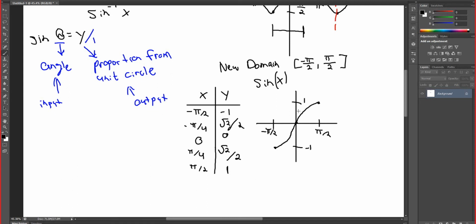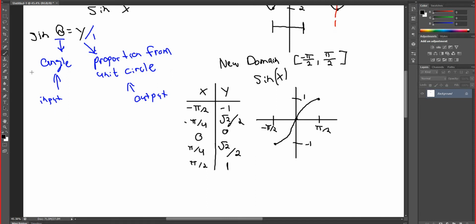For inverse functions, we simply take the sine inverse of both sides. So I'd have theta is equal to sine inverse of y. So what is the input for the sine inverse function?